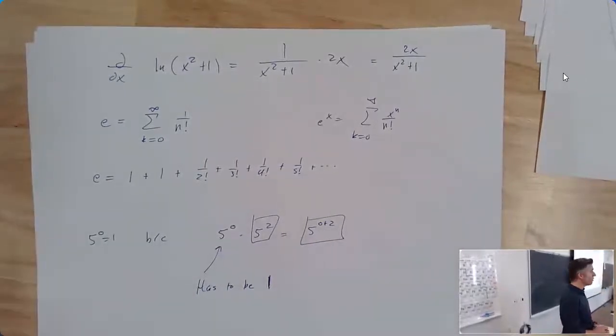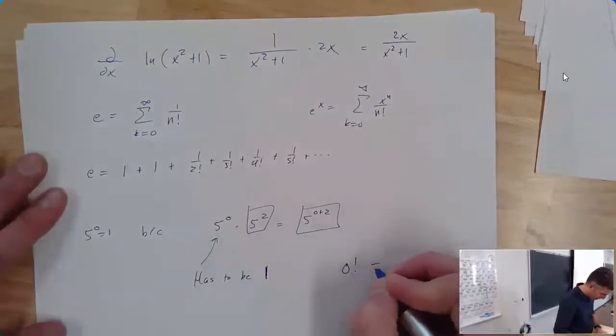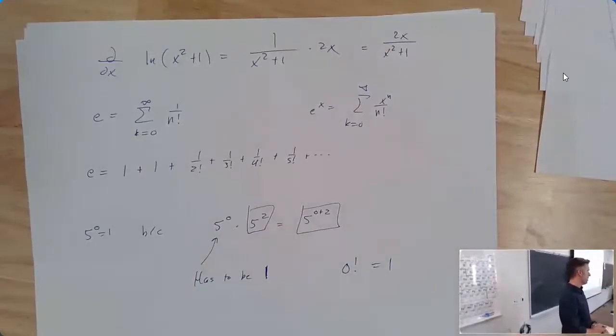For the same sort of reason that this has to be 1, 0 factorial is also defined to be 1. Because otherwise all these other things that depend on it don't work the way they need to work. In my opinion, the best way to understand why is when you take a stats class and learn about probability and talk about the choose function, the number of ways you can choose so many things out of so many things.